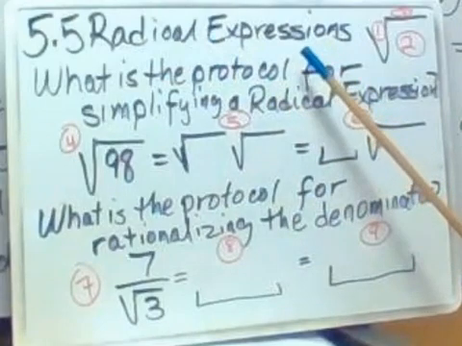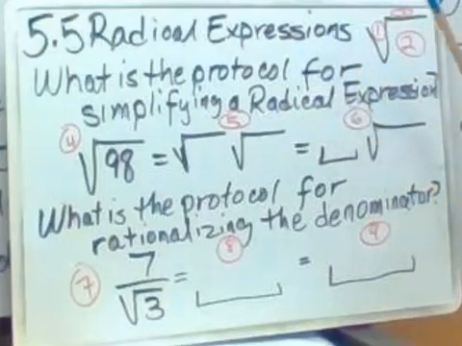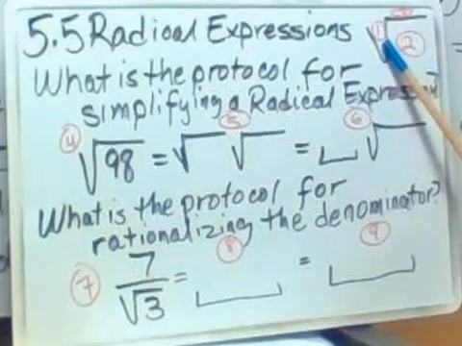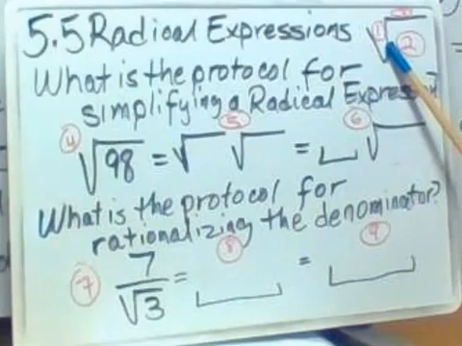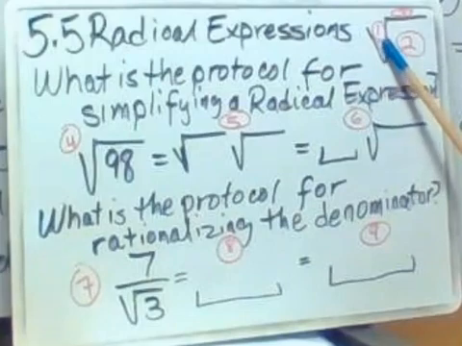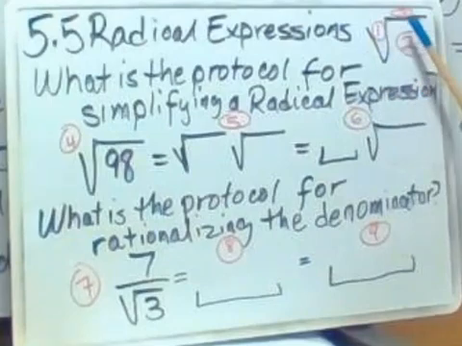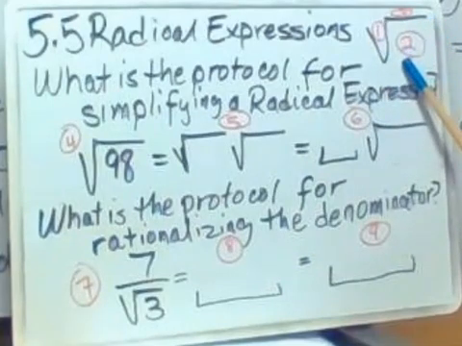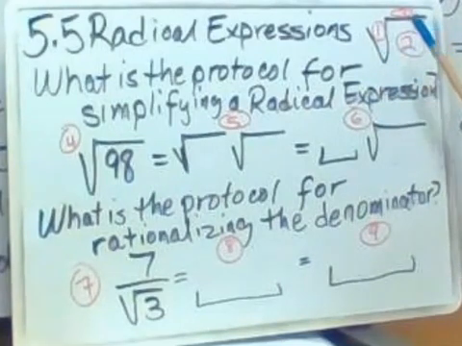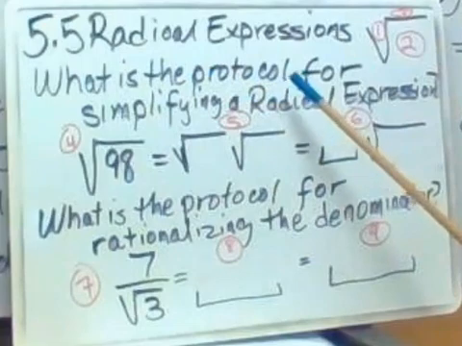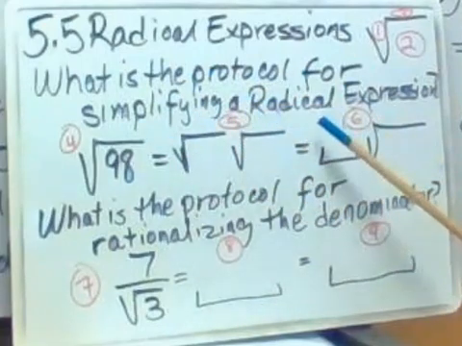And you recall from our flipped classroom lesson the parts of a radical expression. Number one is where you would have the index number, and if there's no number there, it's a 2. There's never a 1. Underneath number 3, which is called the radical sign, we have what is called the radicand. So there are the parts of the radical expression. Now, what is the protocol for simplifying a radical expression?